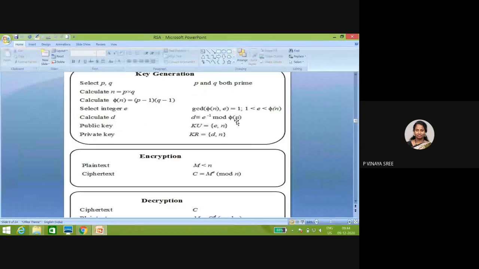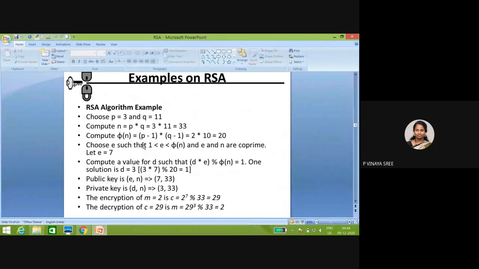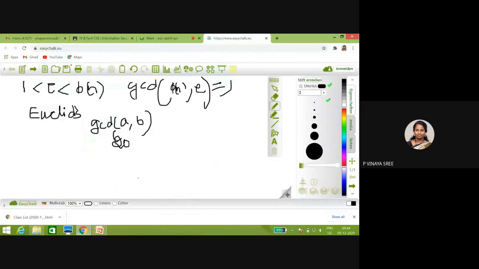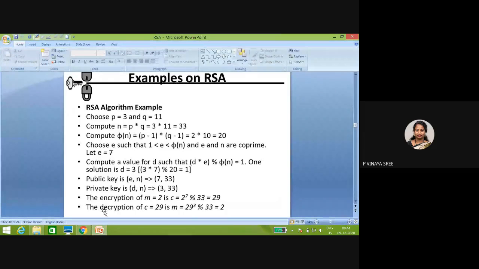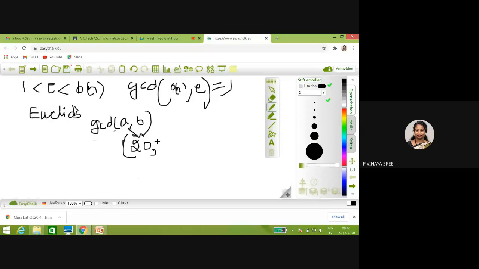What we have here, phi of n is 20, so I've selected 20. We started with 3 and 11, so n value is p into q, 33, and phi of n is 20. Phi of n will be acting as A, and E, let me consider the same one, which is taken here as 7. So we will see whether the GCD is equal to 1 or not.